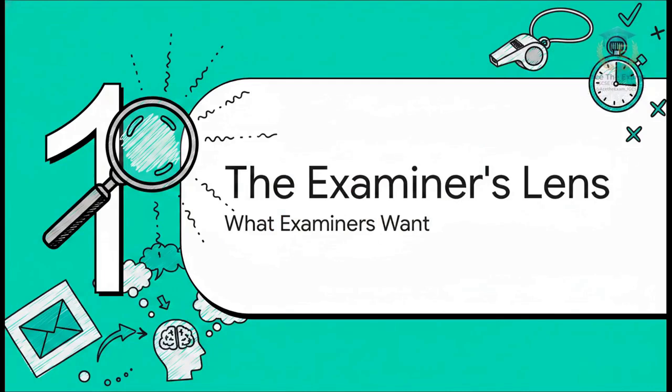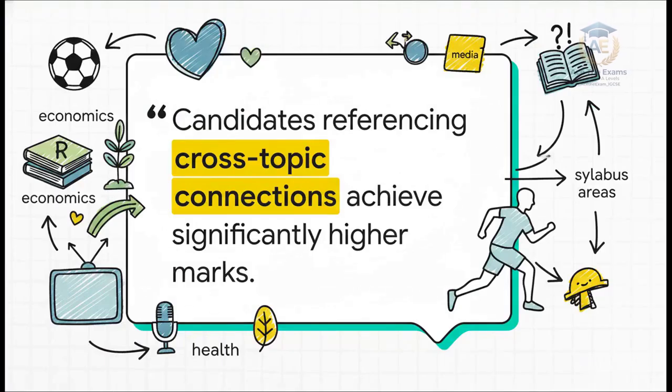Let's jump straight into Section 1, the examiner's lens. We need to look directly at what the people grading your papers actually want to see. Look at this quote I've pulled directly from the principal examiner reports. It says, "Candidates referencing cross-topic connections achieve significantly higher marks." So what does this actually mean for you when you're sitting in that exam hall?